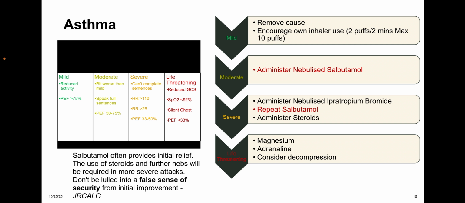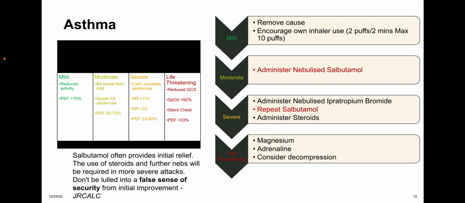If they're in this moderate category, being a bit worse than mild, then we would be looking at administering nebulised salbutamol. It's really when they hit this severe category that we start to look at tailoring treatment more, where we'd be giving salbutamol followed by ipratropium bromide, followed by repeated salbutamol doses, then administering steroids. And then when we get to life-threatening, that's when we're looking at critical care interventions. So if you have a critical care team available, magnesium; we, as paramedics and technicians, would be able to give adrenaline IM and consider decompression.